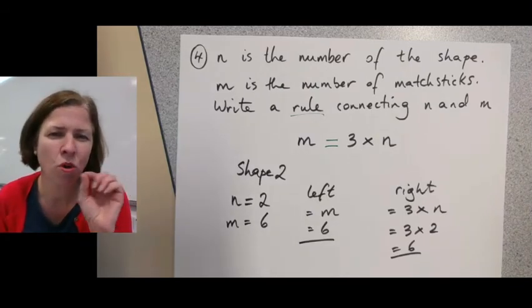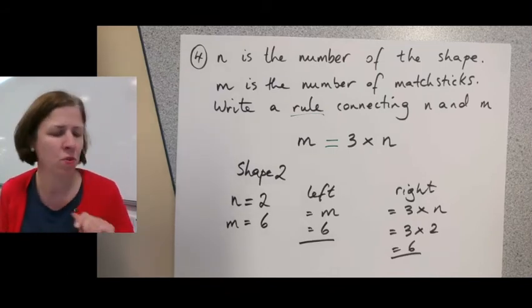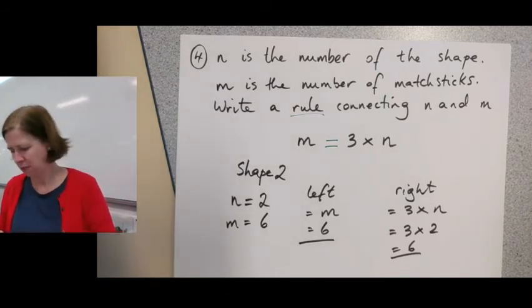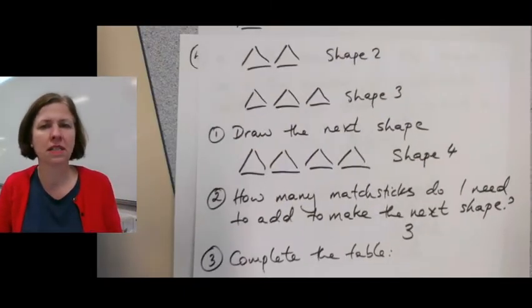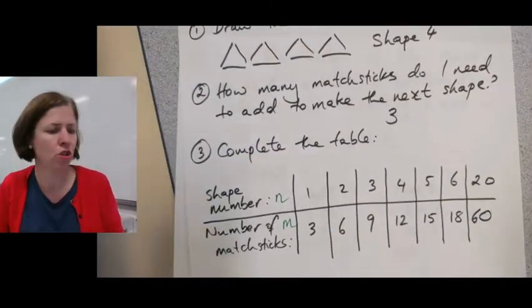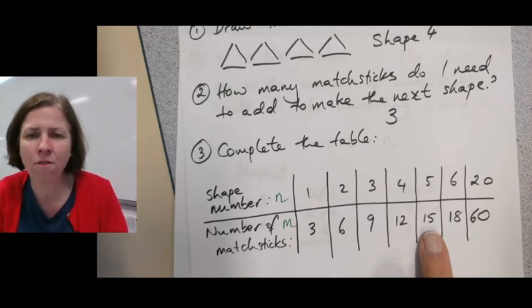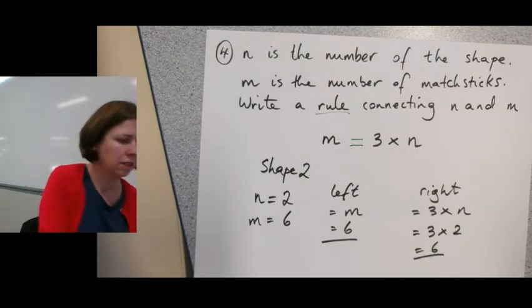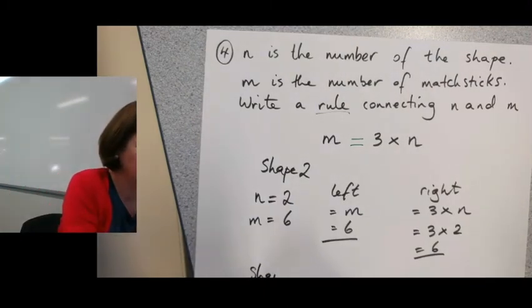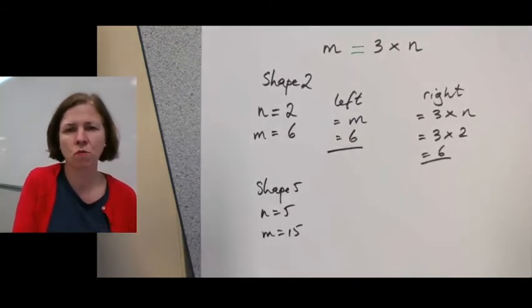But just because it works for shape 2 doesn't necessarily mean it works for every shape. So I'm going to check it with a different shape. I'll just go back to my table and pick one. Let me see. I might do shape number 5. So for shape number 5, N is 5 and M is 15. Oops, you can't see that. There we go. Let's check if it works.